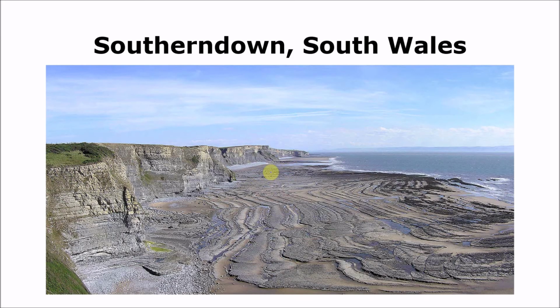A really big example is here on the south coast of Wales in a place called Southerndown. We can see that huge wave cut platform extending all the way down to the sea. Again, this is taken at low tide, and as the tide rises, we can see that the water level would get up parallel with that cliff line there.